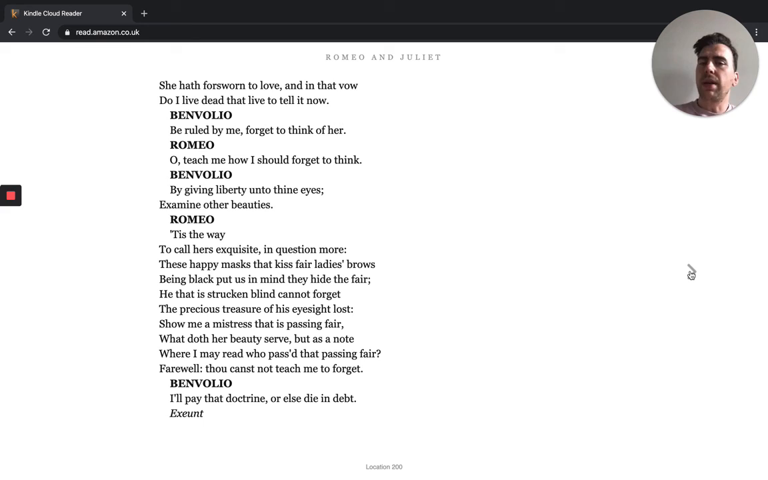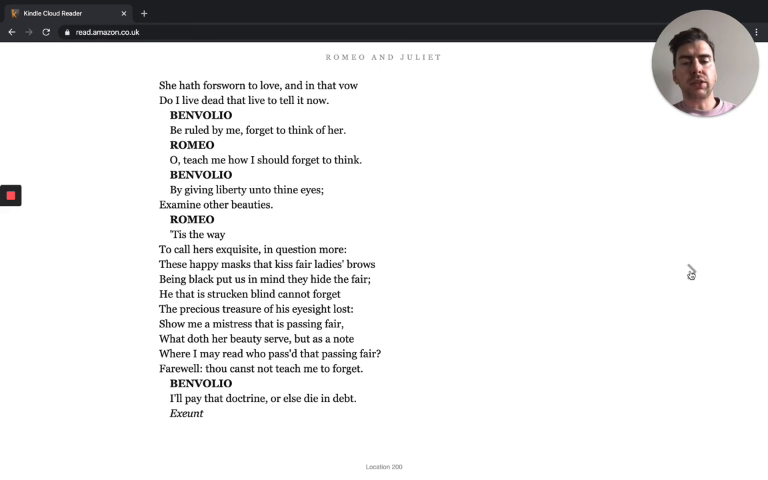Be ruled by me, forget to think of her. O, teach me how I should forget to think. By giving liberty unto thine eyes; examine other beauties. 'Tis the way to call hers exquisite, in question more. These happy masks that kiss fair ladies' brows, being black, put us in mind they hide the fair. He that is strucken blind cannot forget the precious treasure of his eyesight lost.